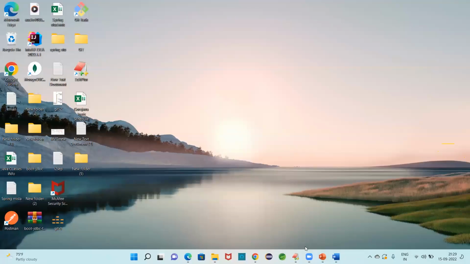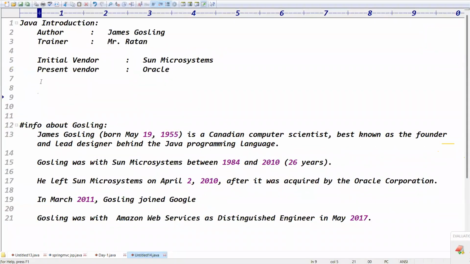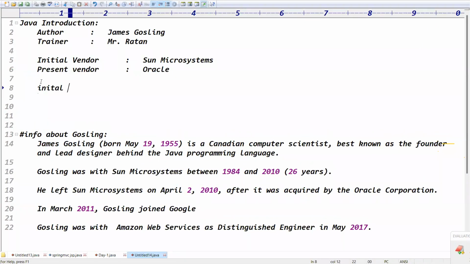Good. Guys, coming to Java. So Java versions we can see. Guys, initial version. What is the initial name of Java? Tell me. Oak language. Yes, the initial name is Oak language, right? Oak is basically a tree name.